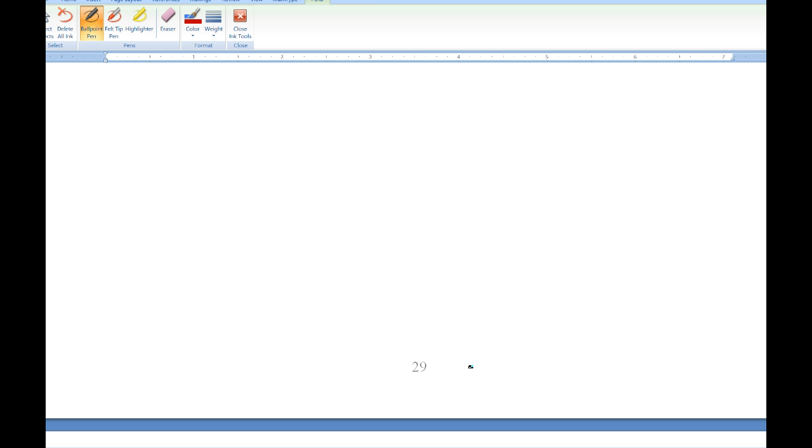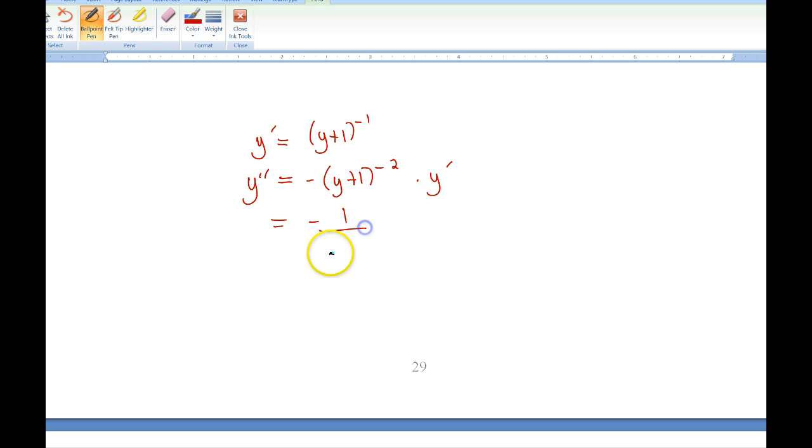So it was y plus 1 to the -1. I brought down the -1. Y plus 1 to the -1. So this is my y prime. Okay, so I want to do the second derivative. Oh, times the 1. I see what you're saying.